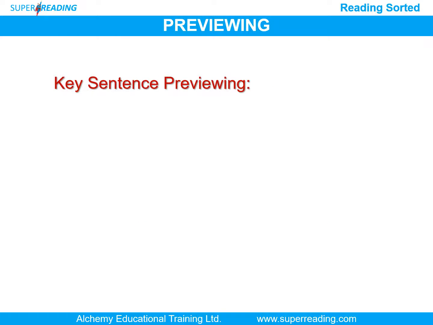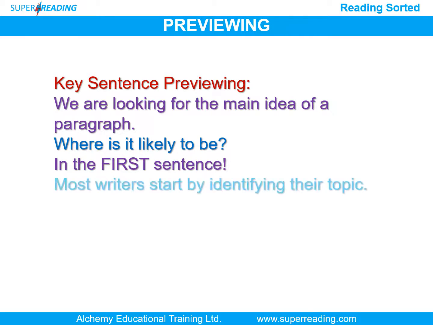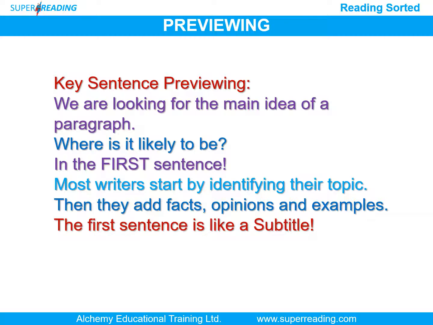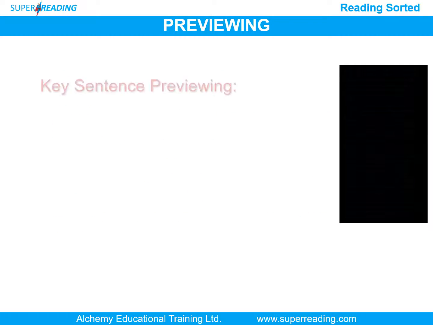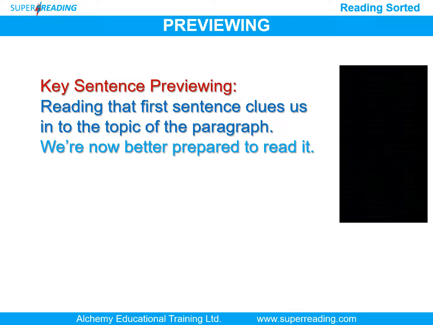Key sentence previewing. We're looking for the main idea of a paragraph. Where is it likely to be? In the first sentence. Most writers start by identifying their topic. Then they add facts, opinions, and examples. The first sentence is like a subtitle. Reading that first sentence clues us in to the topic of the paragraph. We're now better prepared to read it.